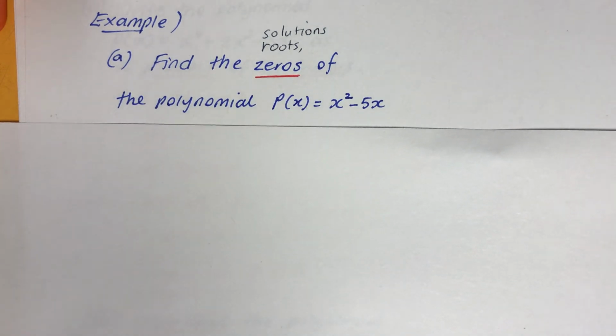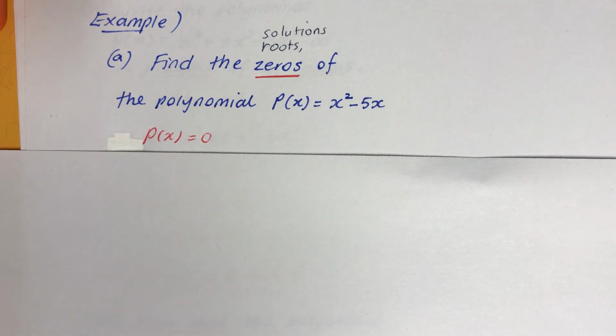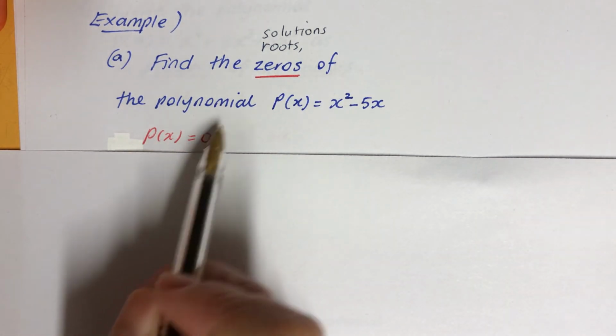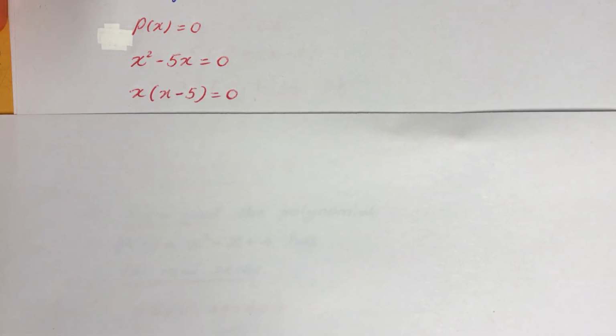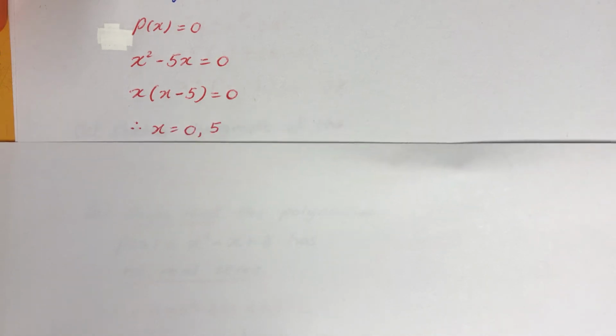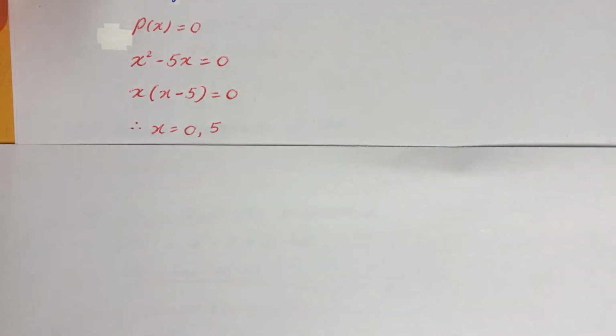Of the polynomial x squared minus 5x. Now, to find roots or zeros or solutions, you need to make polynomial equal to 0. That's what we're talking about here, is the equation. Okay, so let's have a look. If I put that in, and what is a common factor? X. So I take x out, I will have x minus 5 equals 0. Of course, it's either this is 0 or that would be 5.